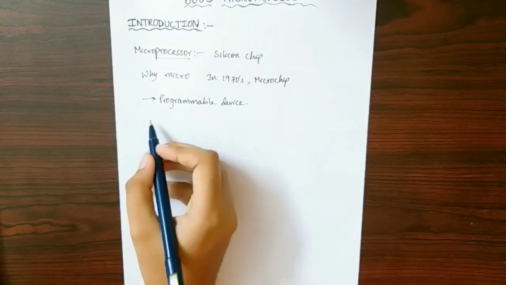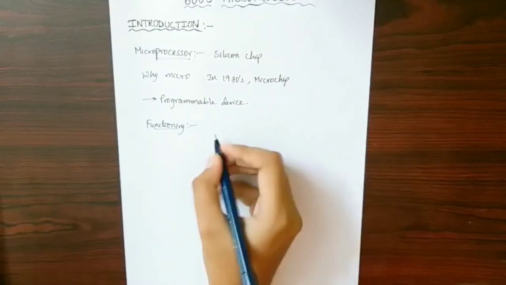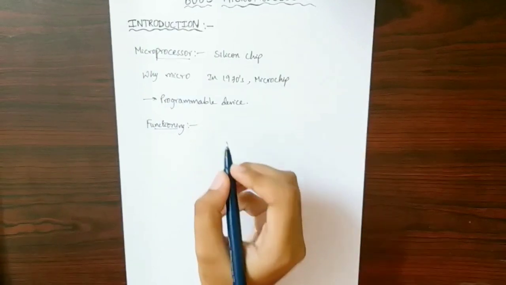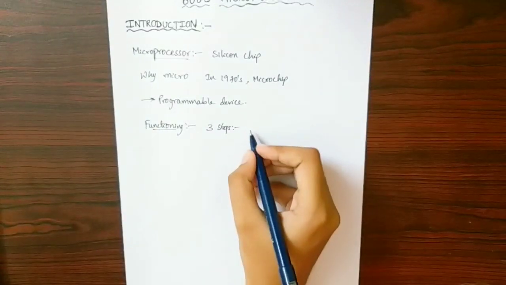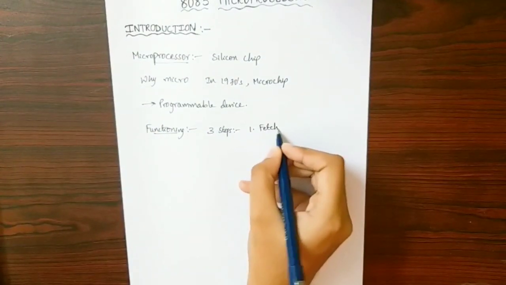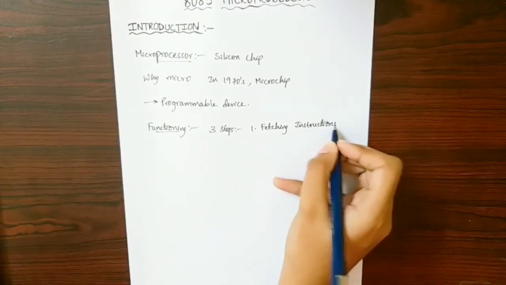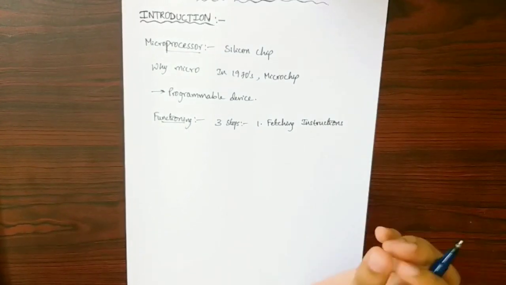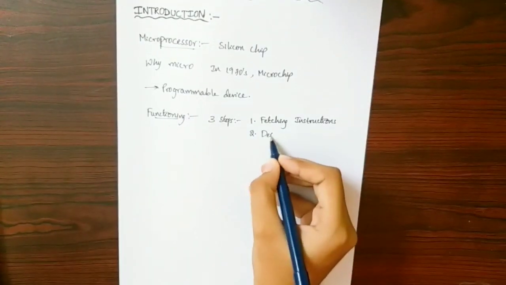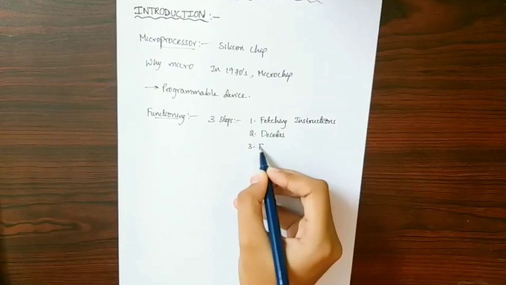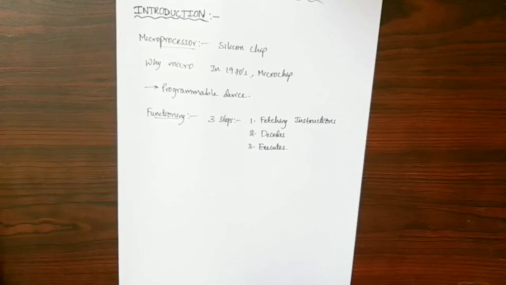So the functioning of the microprocessor is as follows: the microprocessor performs its functions in three basic steps. First, it fetches the instructions from the program we have given to the computer, and then it decodes it, then executes it and stores it in the memory. The output is stored in the memory.